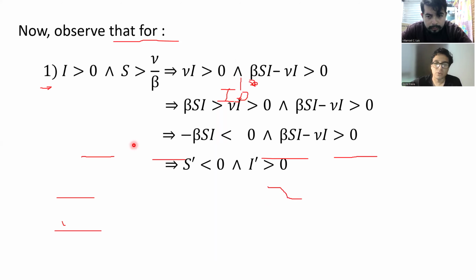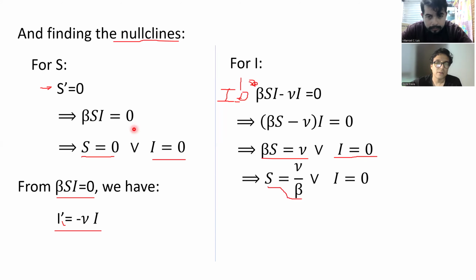Can you go back? Yes, please. So we get that the nullcline for I is going to be I equals 0 and S equals v over beta. Here we have S, we have I, and I equals 0 is going to be the S-axis, and S equals v over beta is going to be this one. Okay, next.